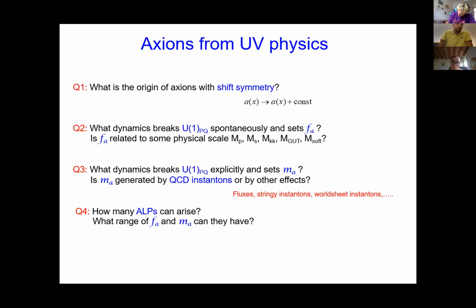Another interesting question is what is the dynamics that breaks U(1) Peccei-Quinn explicitly and sets the axion mass. And so the question is, is the axion mass generated by QCD instantons, as in the standard QCD picture, or by other purely stringy effects, which could be, for example, generalizations of electromagnetic fluxes in the extra dimensions, stringy instantons, worldsheet instantons, or any kind of contribution which could give a mass to the axion that is different from the one predicted by QCD. And on top of that, another question which I think is crucial for this workshop is, on top of the QCD axion, you can get several particles which behave as the axion, so they are ALPs, axion-like particles, and what range of f_a and m_a they can have.